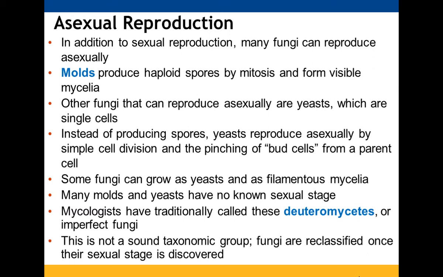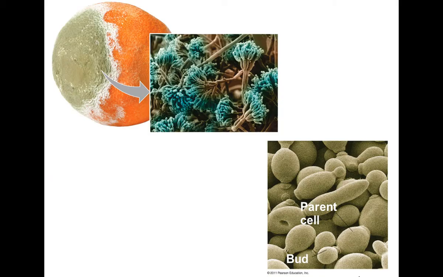They actually bud off as opposed to producing spores. Again, we can have them form in both ways, both yeast and as filamentous mycelia. And there are some we aren't sure of what they go through to reproduce. The ones that we aren't sure of are called deuteromycetes, imperfect fungi. And once they know what their reproductive cycle looks like, they will be reclassified.